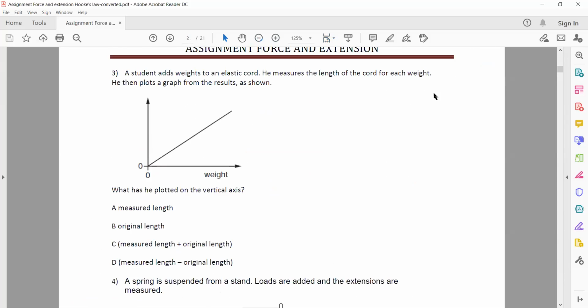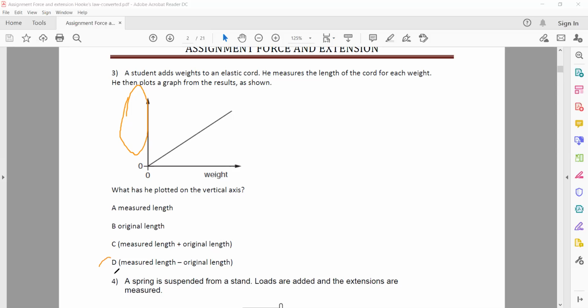A student adds a load to an elastic cord. He measured the length of the cord for each weight. He then plots a graph of the results as shown. What has been plotted on the vertical axis? What should we plot on the vertical axis here? Extension. The options are A, B, C and D. Which one is extension? D.